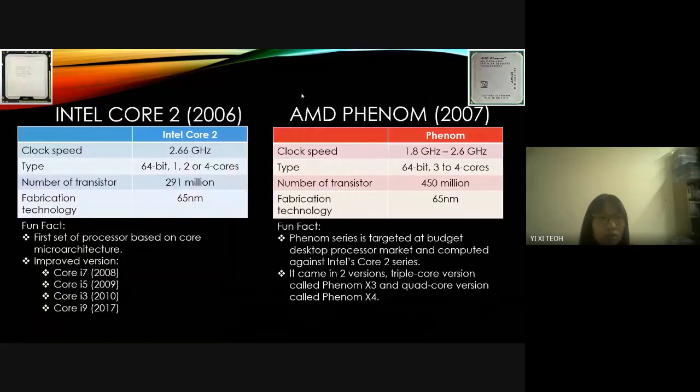Then this Core 2 and Pentium. This Core 2 is actually, nowadays, the Core i7, i5, i3 and i9, the fast versions. Then this comes with the AMD Phenom. And this Phenom is targeted against the Intel Core 2 series. Then it also has the Phenom X3 and Phenom X4 for the triple-core version and quad-core version.